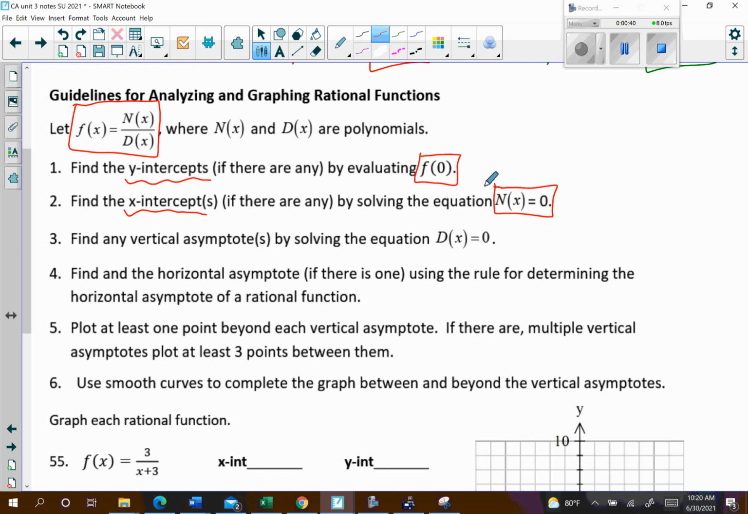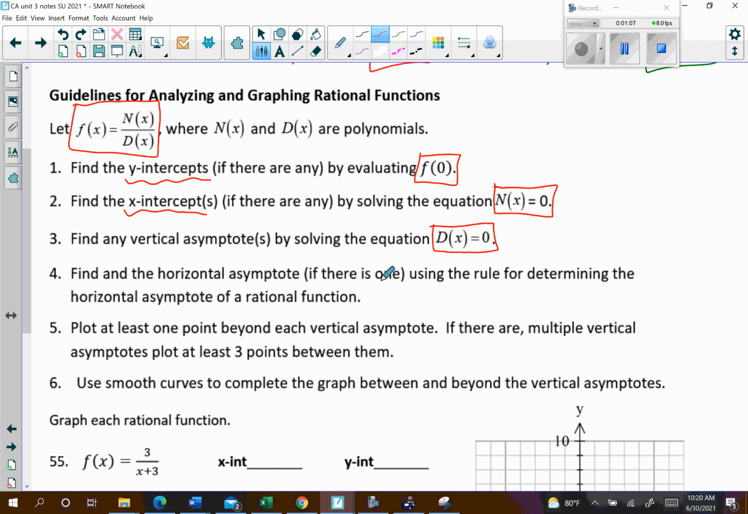And that's something we haven't covered yet, but that will be important moving forward for the next lesson. You can still graph these without finding the x-intercepts, but in our next lesson, that's going to be important. Then step three, we're going to find any vertical asymptotes by setting the denominator equal to 0 and solving. And then step four, find the horizontal asymptotes.